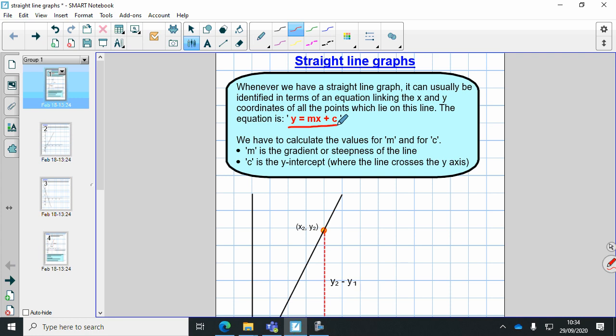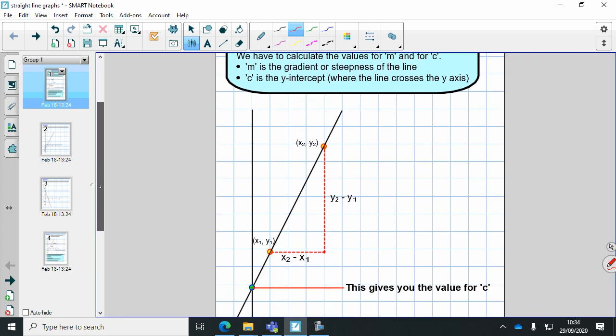So, what we need to do when we're identifying the equation of a straight line graph is calculate the values for m and for c. So m is the gradient or the steepness of the line, and c is what we call the y-intercept. This is where the line crosses the y-axis. So let's look at this one below.